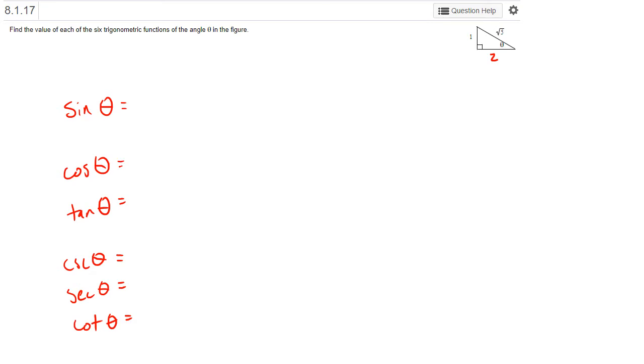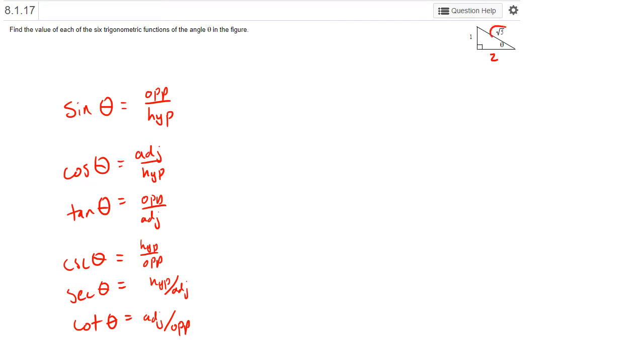So the sine of theta is opposite side over hypotenuse. The cosine is adjacent side over hypotenuse. The tangent is the opposite side over the adjacent side. The cosecant is 1 over the sine, which is just the hypotenuse over the opposite side. The secant is 1 over the cosine, which will be the hypotenuse length over the adjacent side. And the cotangent is 1 over tangent, which will be the adjacent side length over the opposite side. And we simply have to be careful about what counts as opposite versus adjacent versus hypotenuse.